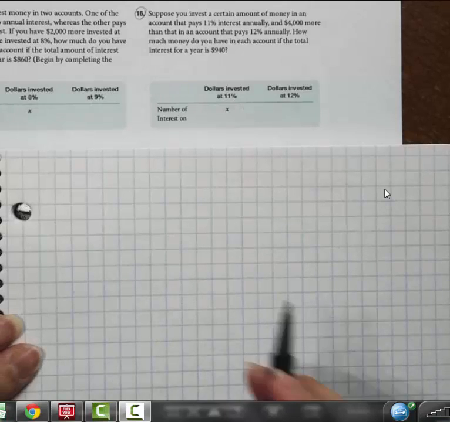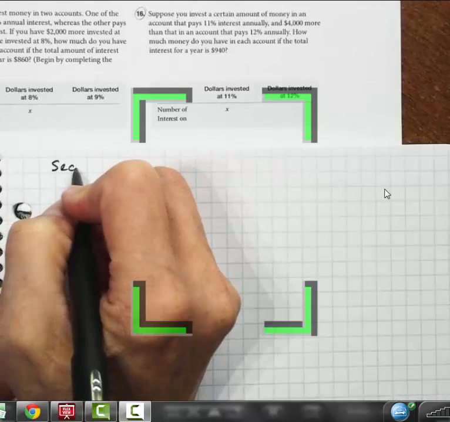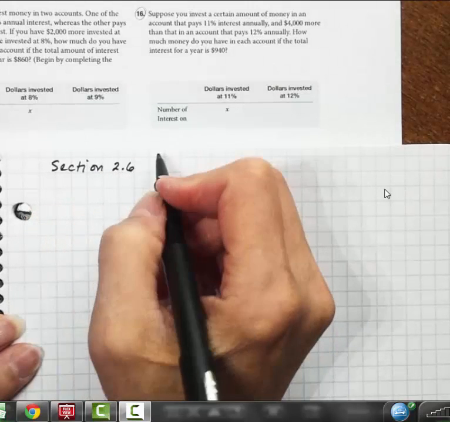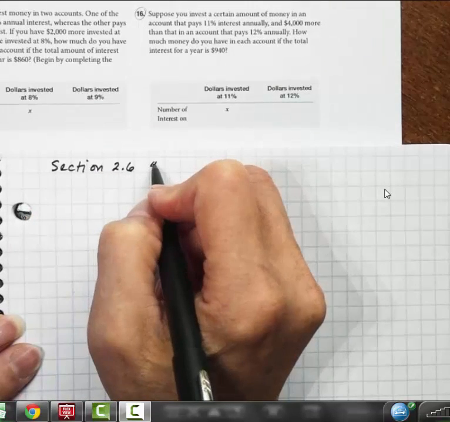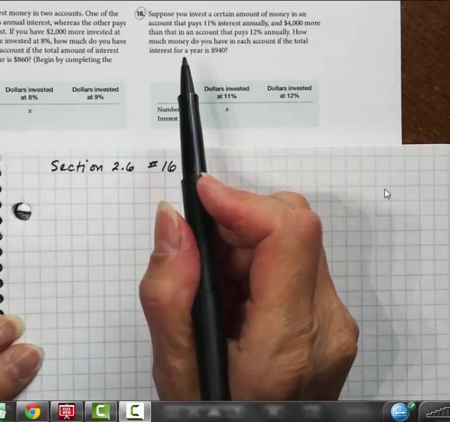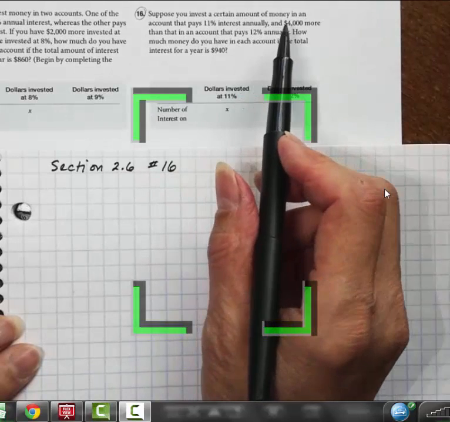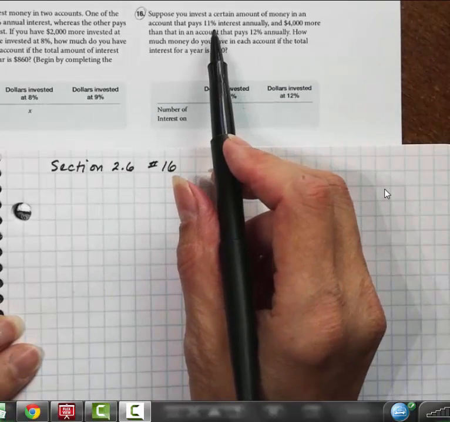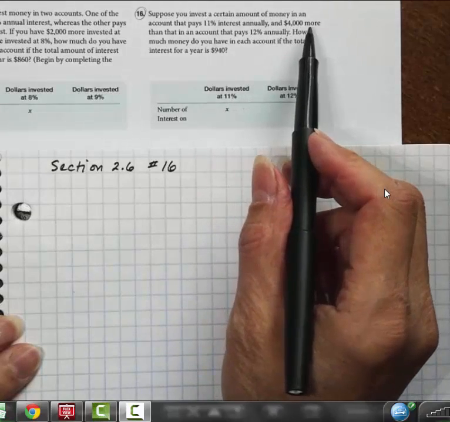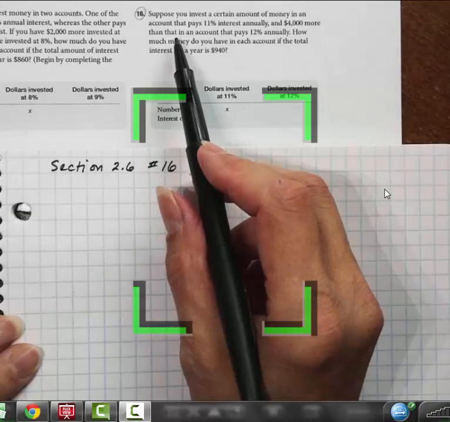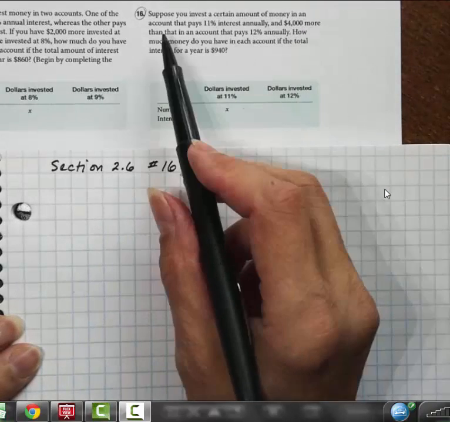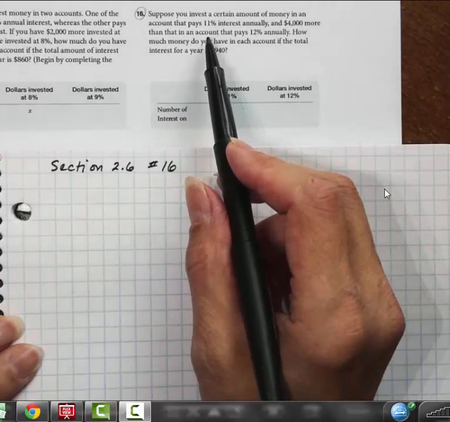We're in section 2.6, and we're going to be looking at problem number 16. Suppose you invest a certain amount of money in an account that pays 11% interest annually, and $4,000 more than that in an account that pays 12% annually.